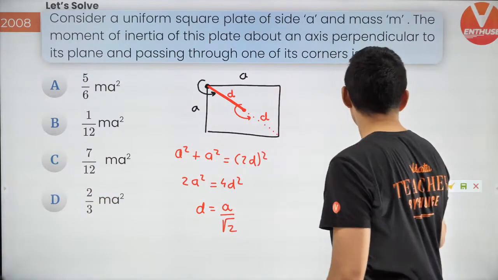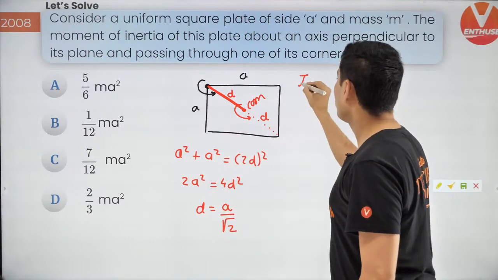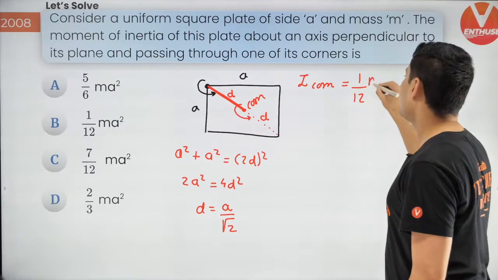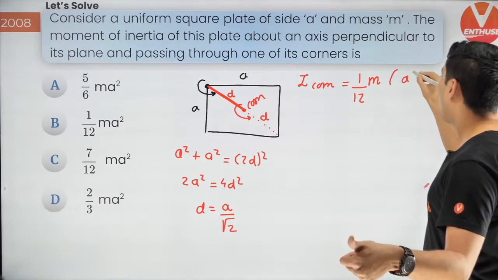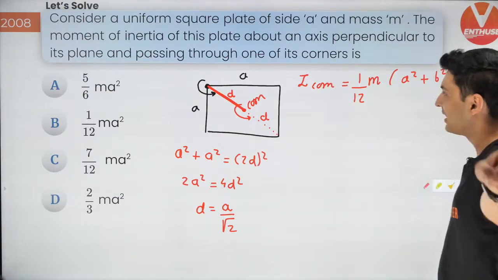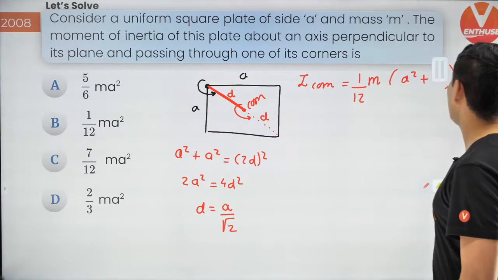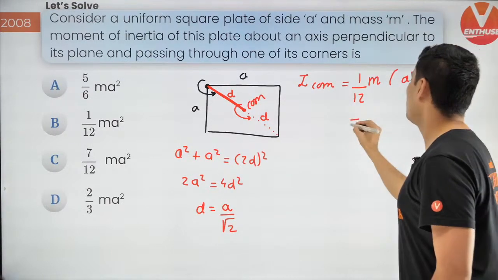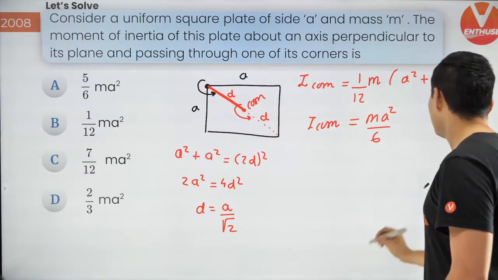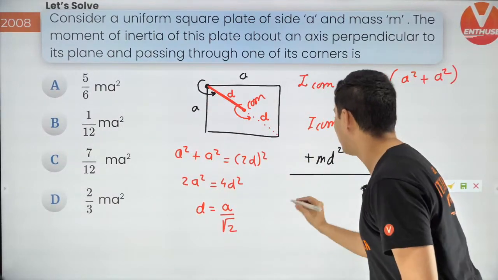Now, do I know the moment of inertia about the center of mass of a square plate? The moment of inertia about the center of mass of any rectangular plate is 1 by 12 m, length square plus breadth square. Remember this formula, a very important, hidden formula. Here both the breadth and the length are the same, so it is just going to become m a square by 6. Whatever I_COM you get, just add m d square, only then you will get the moment of inertia about this axis.